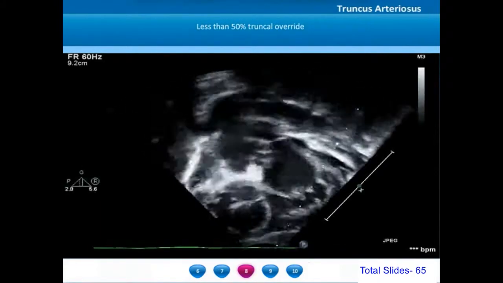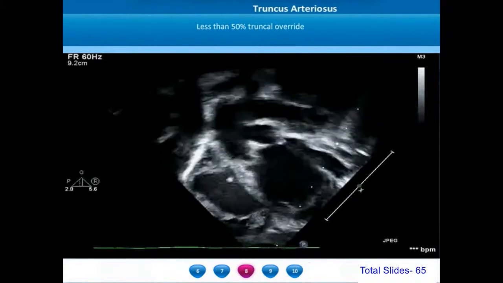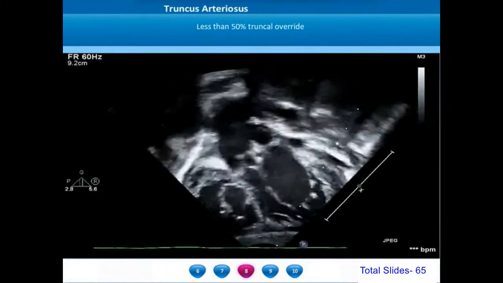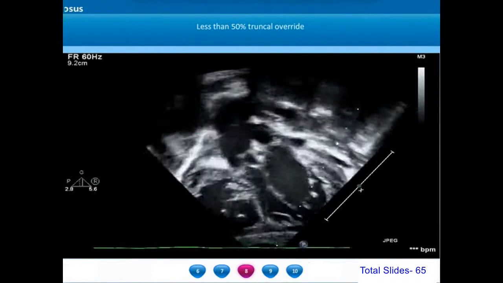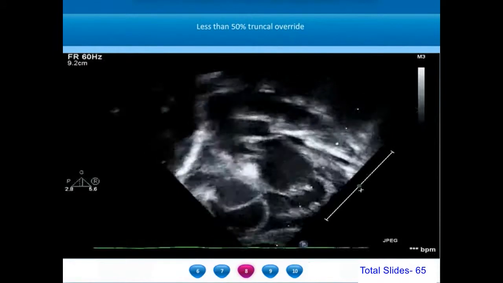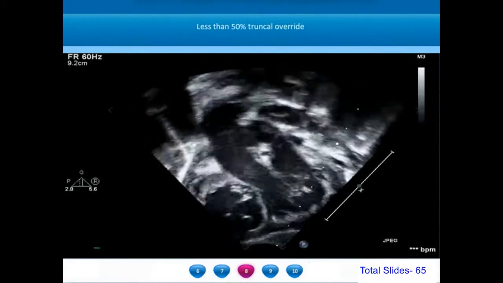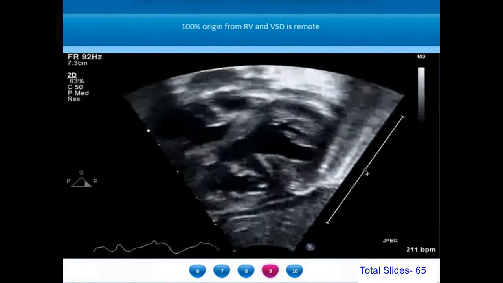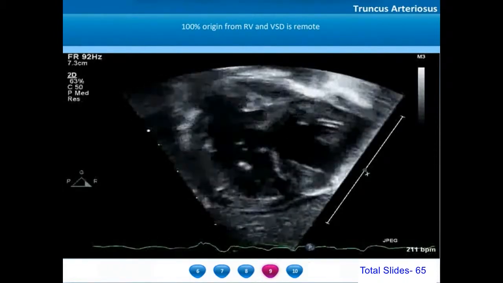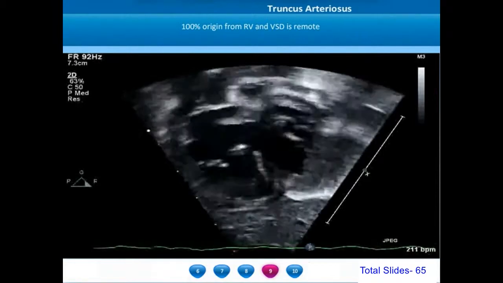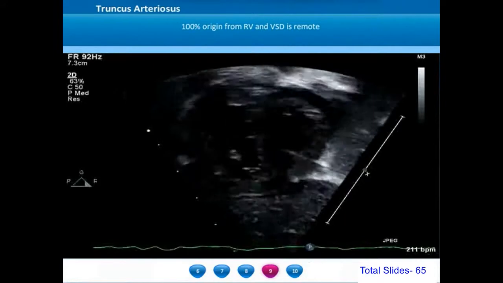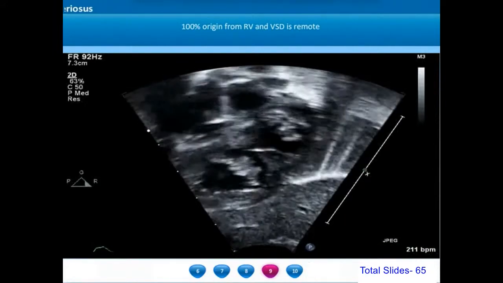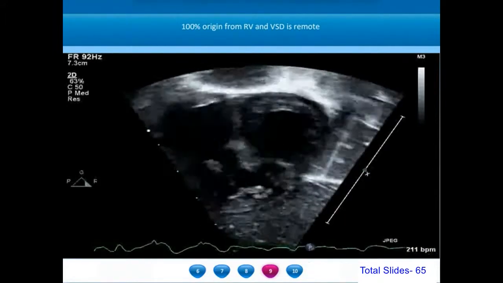In the same subxiphoid short axis view, we can appreciate that the truncus is predominantly committed towards the left ventricle and there is less than 50% truncal override. The level of truncal override can be very variable. In this subxiphoid view, we can notice that the truncus is entirely arising from the right ventricle, which means it's more than 100% override.